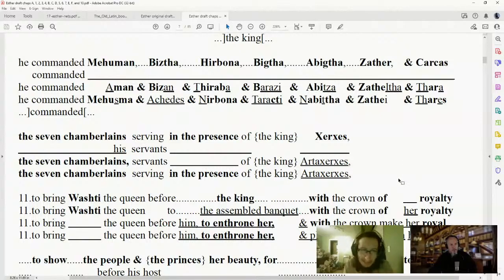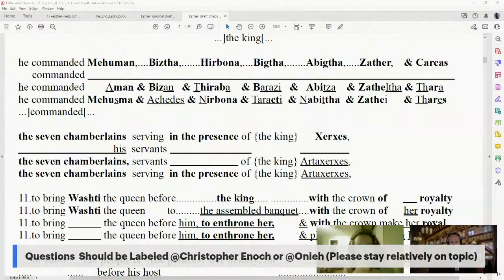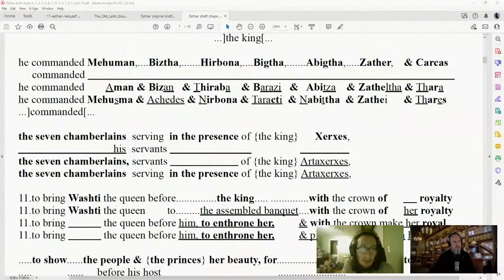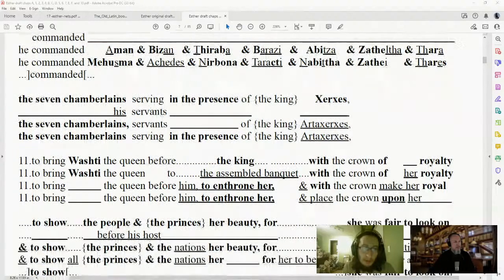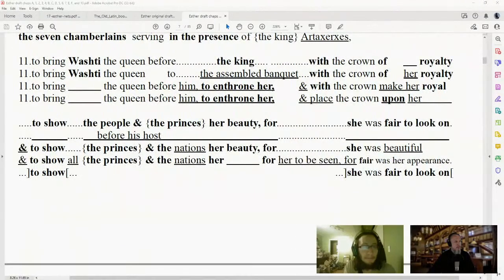So we have about 15 minutes left here. So let me see what we want to say here for chapter 1. Chapter 1:11, you see the Masoretic has the people and the princes. The Septuagint and Old Latin switch the order, the princes and the nations. And the second line, the alpha text shortens it significantly. So the alpha text must not be authentic in that instance.